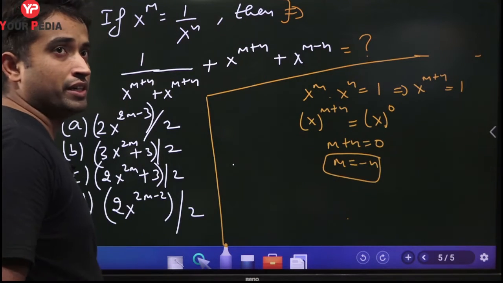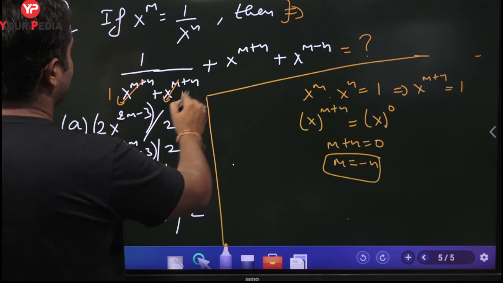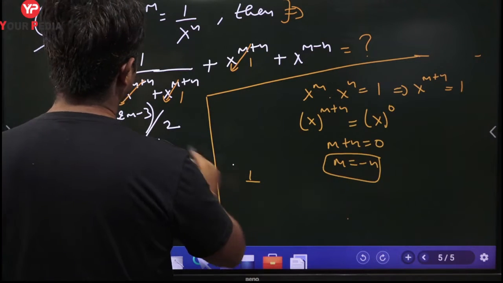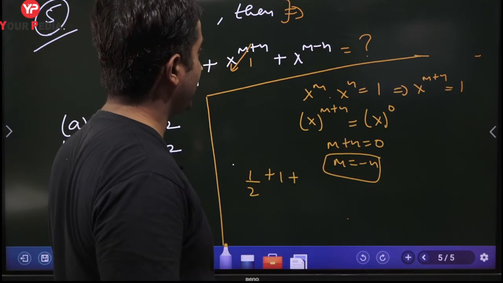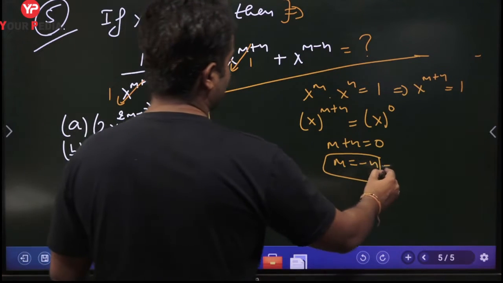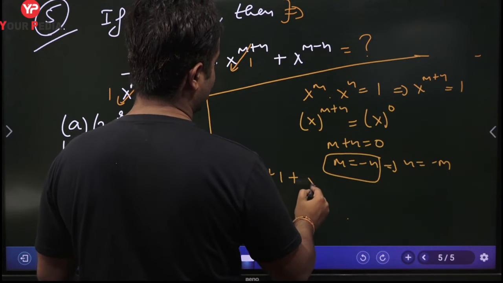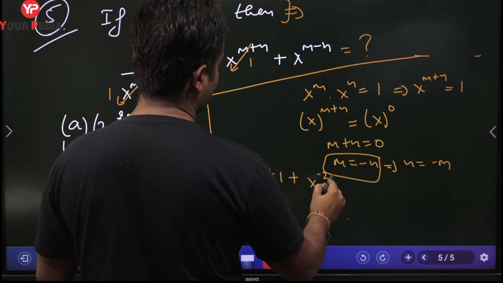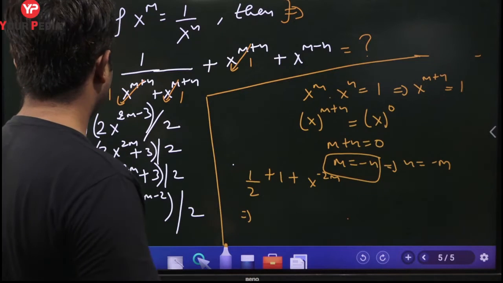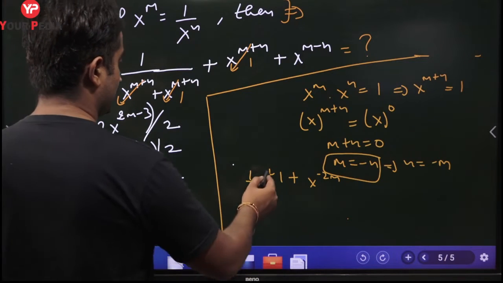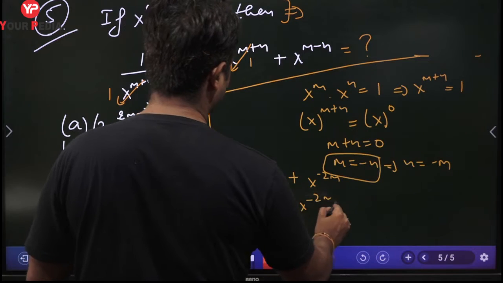So wherever you are getting x raised to power m plus n, just substitute it with 1. So that is, I will say, 1 plus 1, 2, 1 by 2 plus 1, x raised to power m minus n. So that means n is equal to minus m. So I will say x raised to power minus m minus 2m. So this will turn out to be like this. So that is 3 by 2 x raised to power minus 2m.